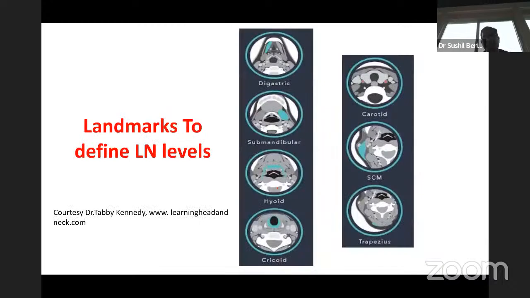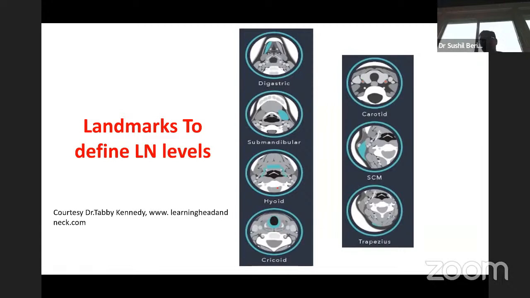But I will show you some landmarks which radiation oncologists need to understand. So as a radiation oncologist, you need to know these anatomical landmarks. One is the anterior belly of digastric. You can see the anterior belly of digastric. Second is the submandibular gland, because they will define your level as we go through the talk. Third is the hyoid bone. Fourth is the cricoid cartilage. Fifth is the carotid vessel. Sixth is sternocleidomastoid, and seventh is the trapezius. So these landmarks will help you define the nodal volume.